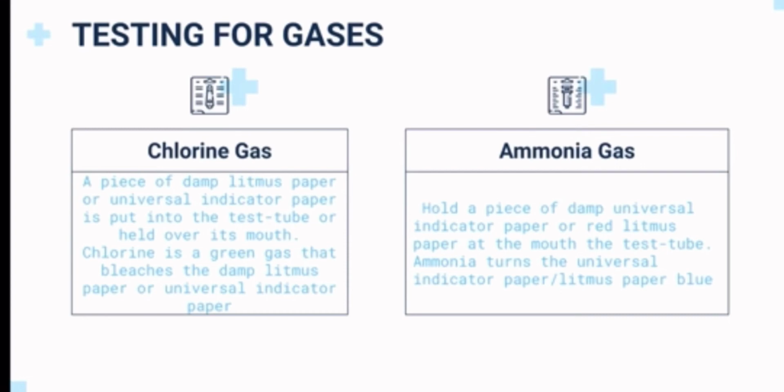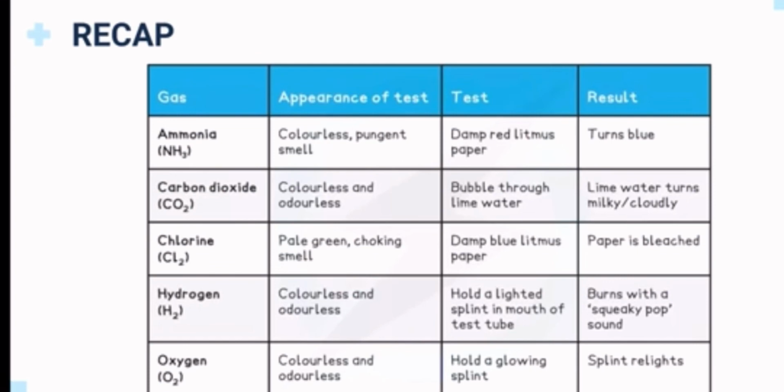Ammonia gas. A piece of damp universal indicator paper or red litmus paper is held at the mouth of the test tube. Ammonia turns universal indicator paper or litmus paper blue. Here is a summary of testing for gases. You guys can see it.